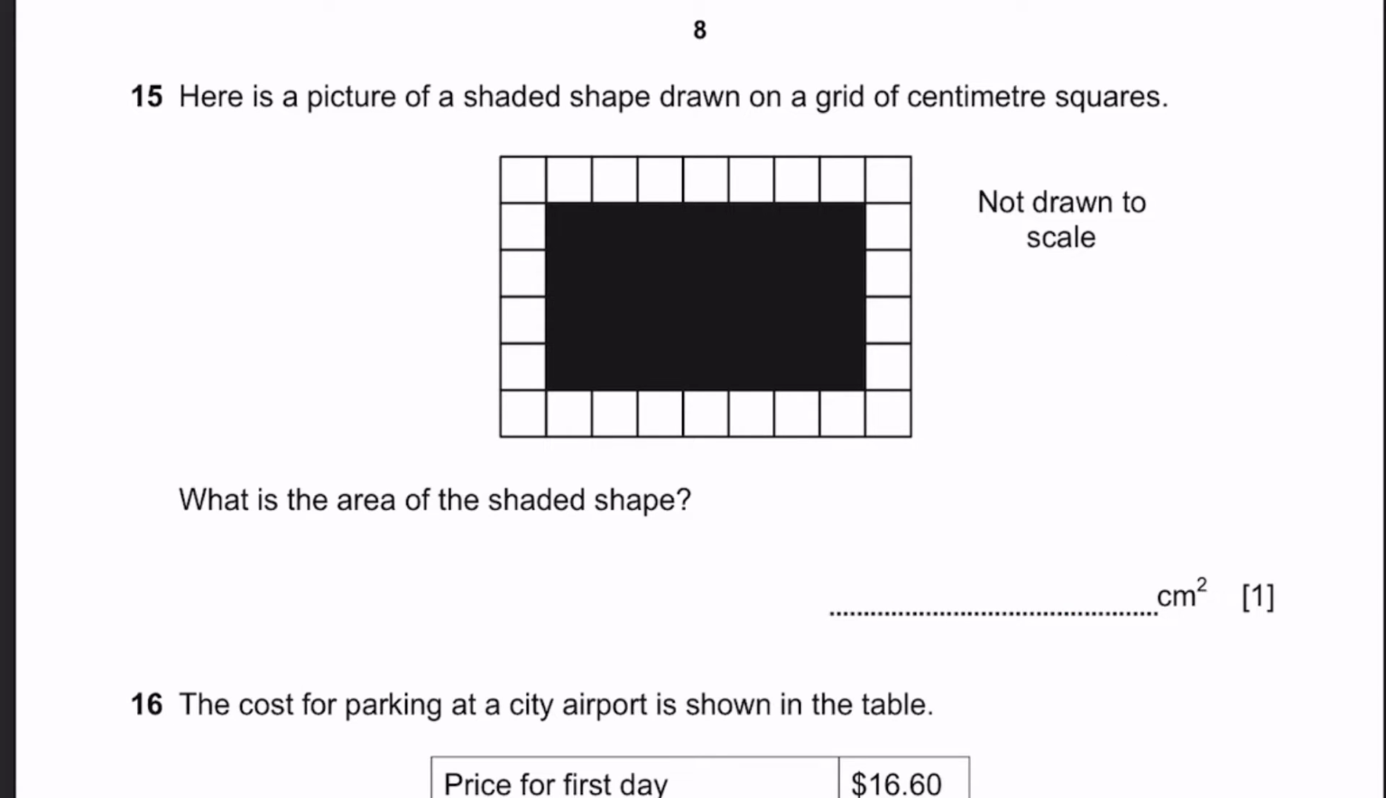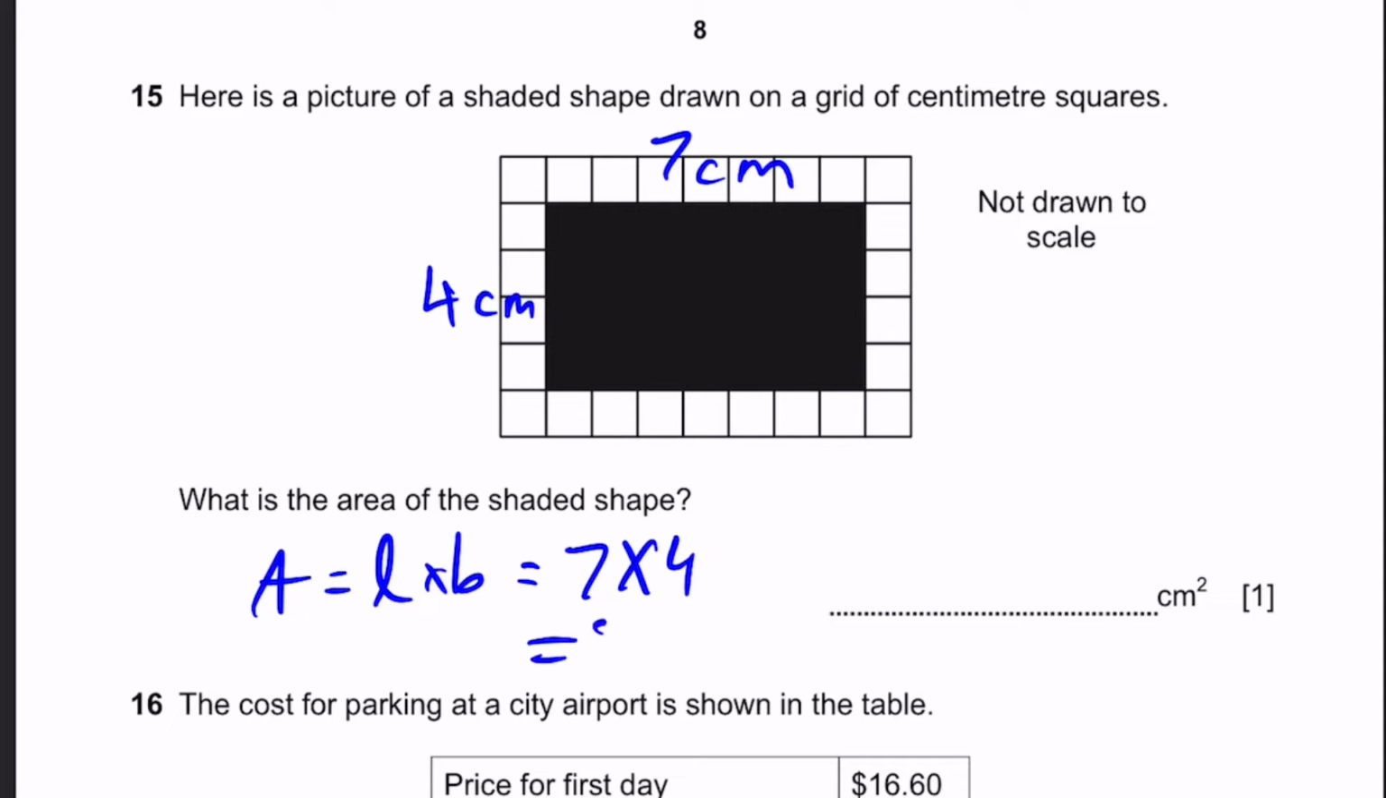Here's a picture of a shaded shape drawn on a grid of centimeter squares. What's the area of the shaded shape? We can see that the number of centimeter squares for length is 1, 2, 3, 4, 5, 6, 7. So length is 7 centimeters. And the height, or the width, you can say 1, 2, 3, 4. So 4 centimeters. Area is equal to length into breadth, or width or height. You can call it whatever you want. 7 into 4, 28 square centimeters. That's the answer. Question 16.